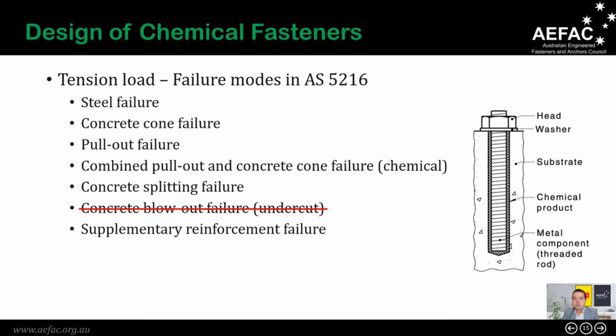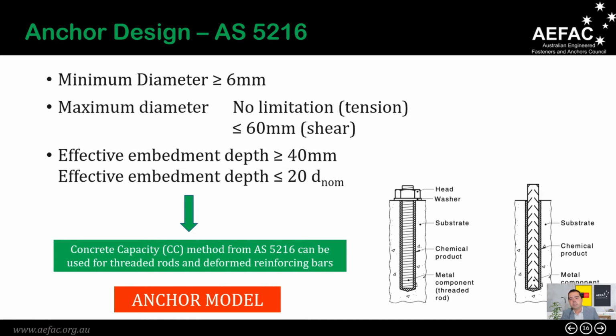The concrete blowout failure is only possible for undercut anchors or headed anchors. So we will have 6 capacities associated with each failure mode, and the smallest would be the design resistance of the fasteners. If there is no supplementary reinforcement, we can neglect the last failure mode. And there are some limitations in terms of dimension of the fasteners in AS 5216 chapter 2. If the fastener meets all these requirements, the fasteners can be designed with the concrete cone capacity method, which is given in chapter 6 for the tensile load in AS 5216.